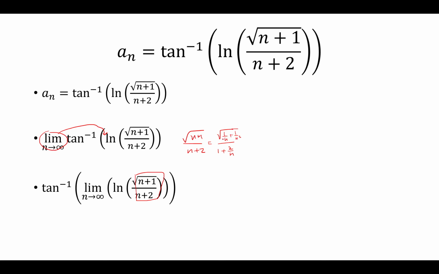Clearly, all of this is going to 0. This is going to 0. So we have 0 over 1, which is 0. So the limit there is 0.